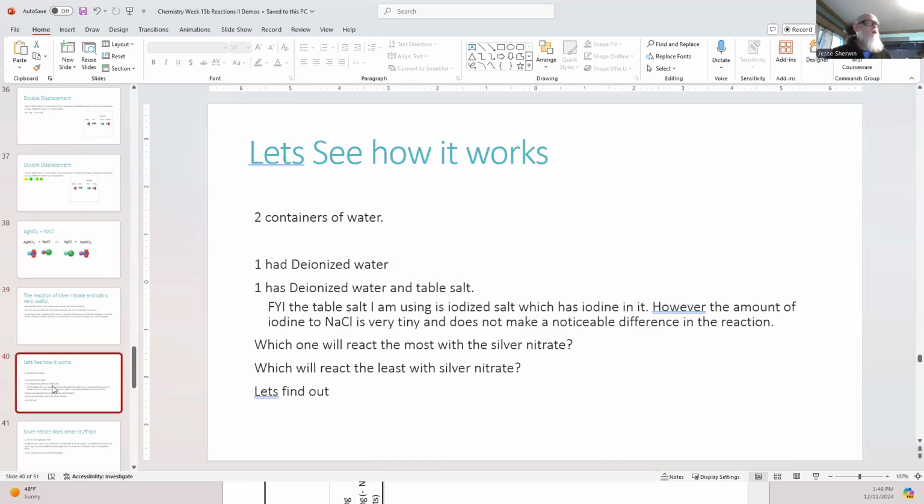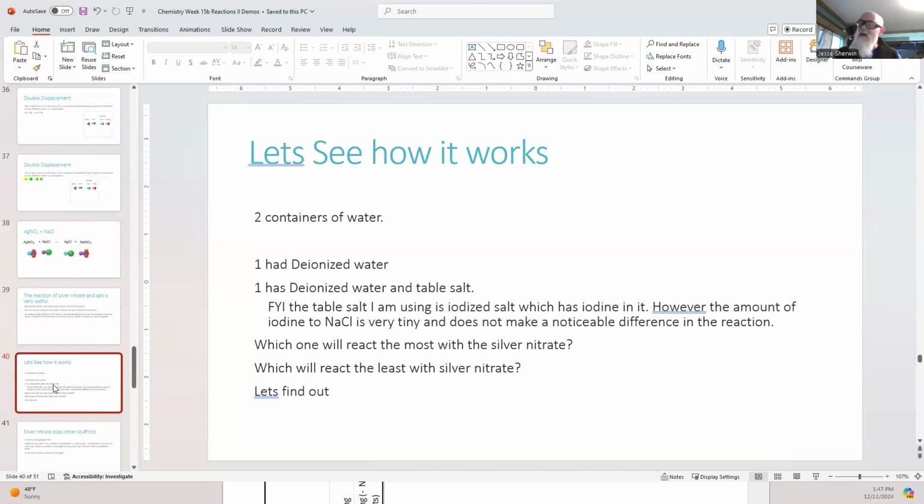All right, let's talk about how it's going to work here. I'm going to show you 2 containers of water. They both have deionized water in them. I'm going to put some table salt into one of them. Ideally, I'd use the same size containers, but I don't have the same size glass containers, so we have to do what we can do. The salt I'm using is not pure sodium chloride. It's actually iodized salt, the cheapest stuff I could get.